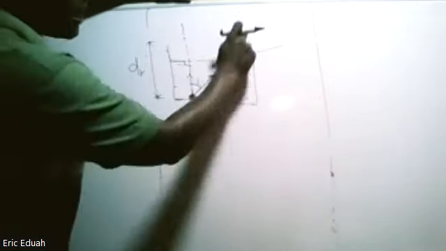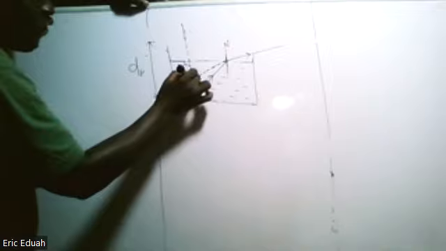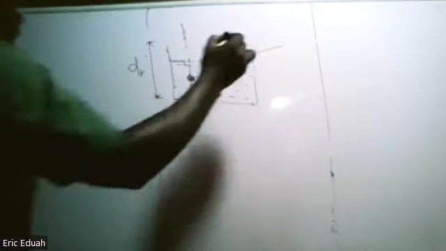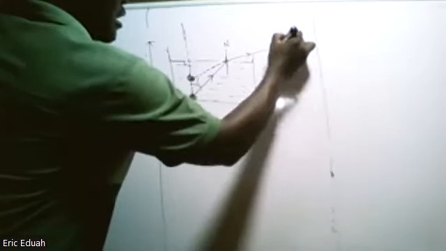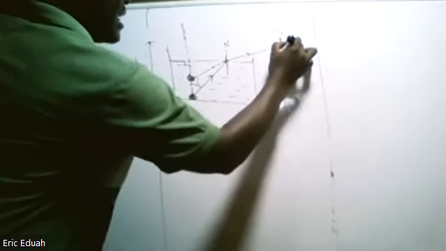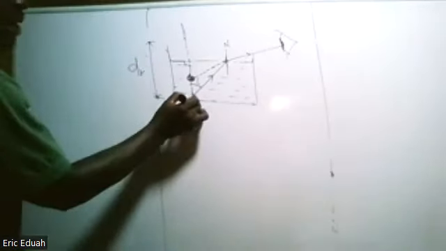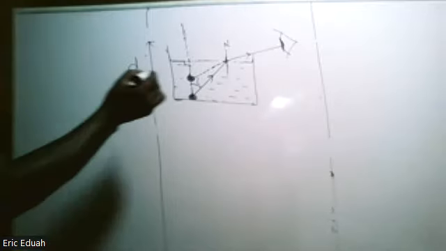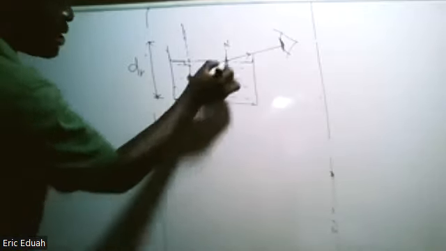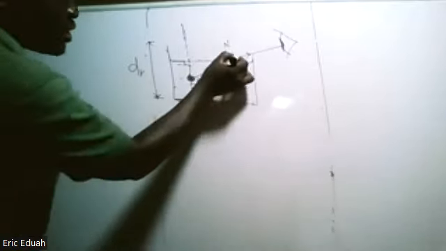Now, when we trace back the path of the refracted ray to where it meets this other ray, that is where the image will be formed. So the observer here sees the image of this object to be here. Optical illusion. This is the angle of incidence I, and this will be the angle of refraction R.